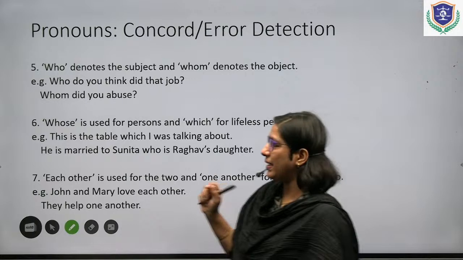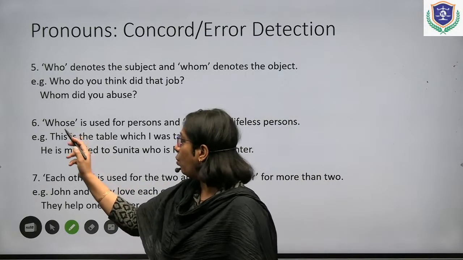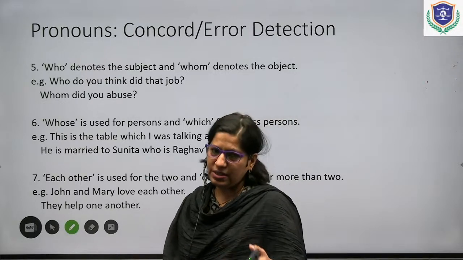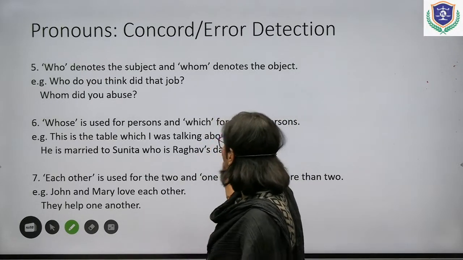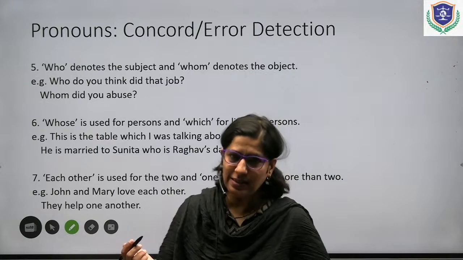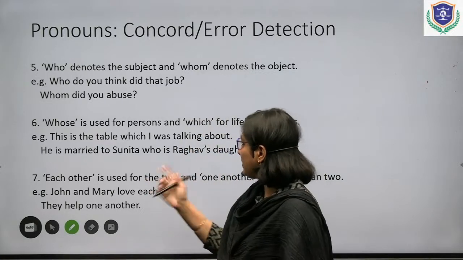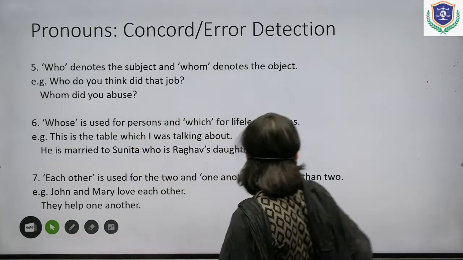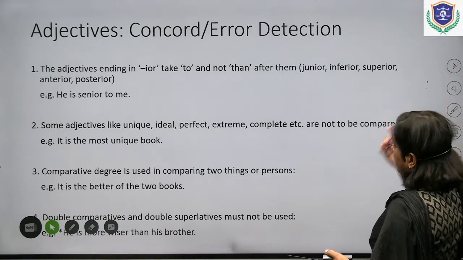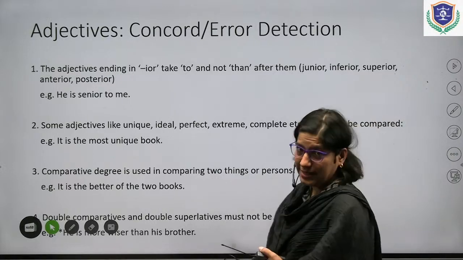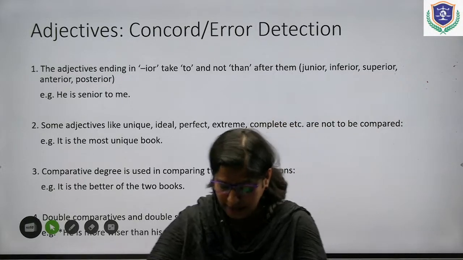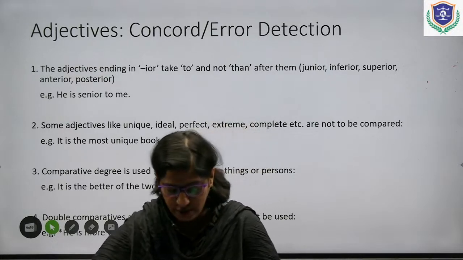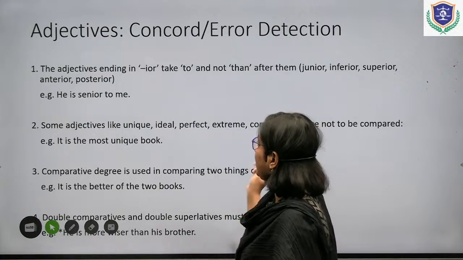Okay, and very basic, but I'm sure you are aware, whose and which. So when we are talking about living things, persons, it is whose, and when we are talking about lifeless things, it is which. Okay, and each other, one another, I have already mentioned. So let's go ahead. Yes, now adjectives, very important, pay attention, and then go ahead with the practice of whatever you can get hold of under objective type.